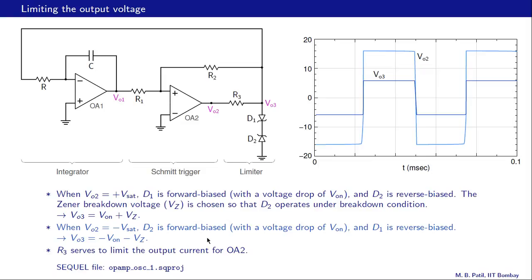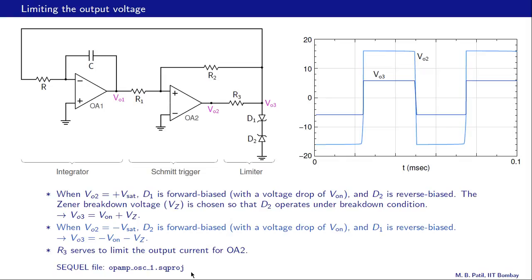Alright, now let us look at the purpose of R3, and that is to limit this current that we draw from this second op amp. What is the voltage that is appearing across R3? It is the difference between VO2 and VO3, either that or that, and we can calculate R3 so that the current that we draw from OA2, the second op amp, is within its current limits. Here is the circuit file. You can simulate this circuit and take a look at the results.